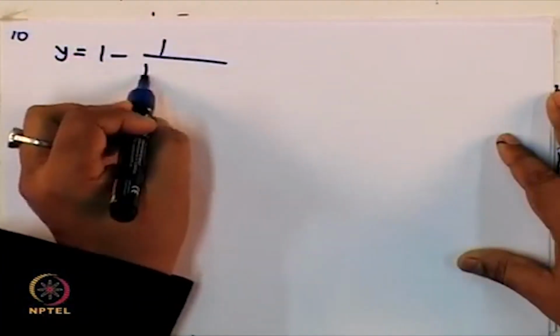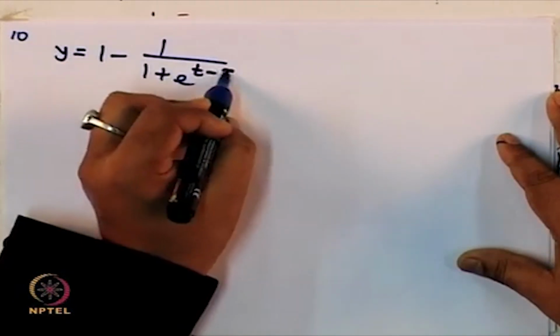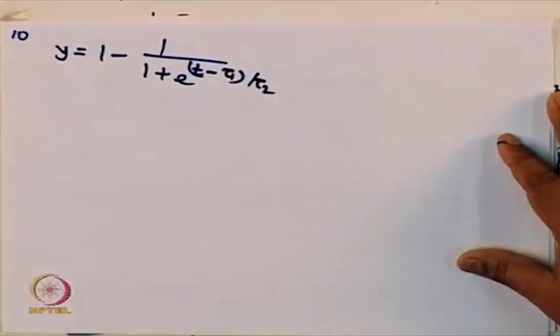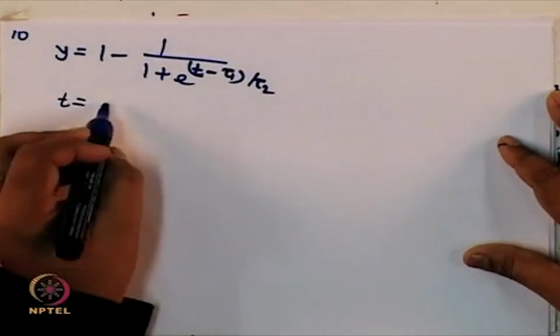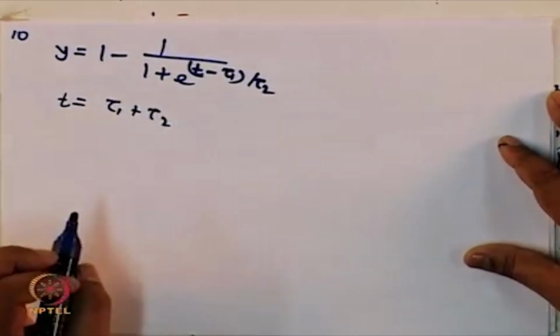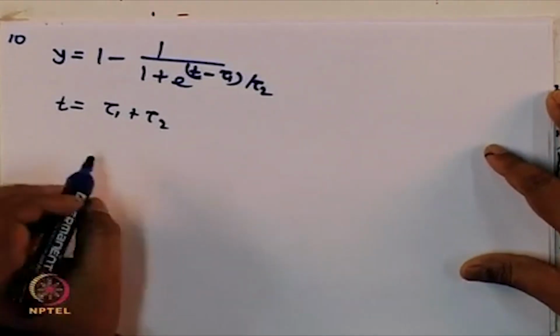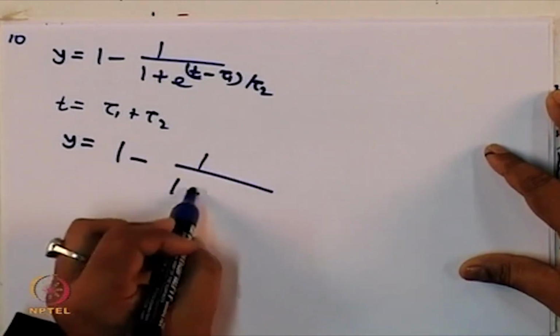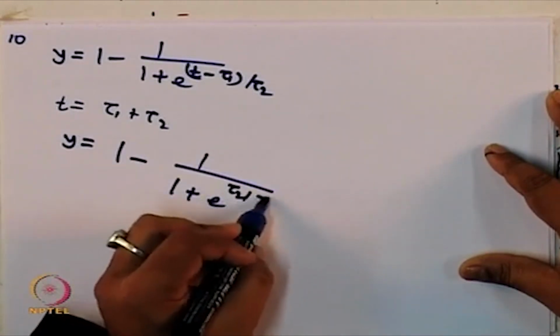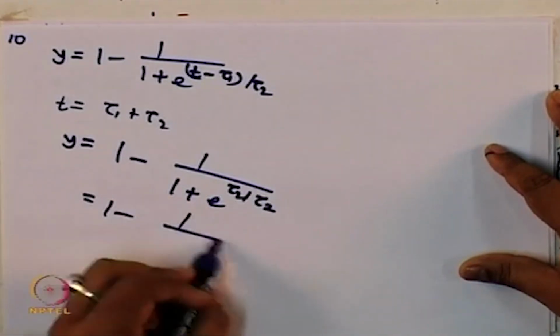What happens at t equal to tau 2? Once again the equation is y is equal to 1 minus 1 by 1 plus e to the power (t minus tau 1) by tau 2. What is the importance of this parameter tau 2? Let us see what happens when t is equal to tau 1 plus tau 2. The value of y becomes 1 minus 1 by 1 plus e to the power tau 2 by tau 2, which is 1 minus 1 by 1 plus e.